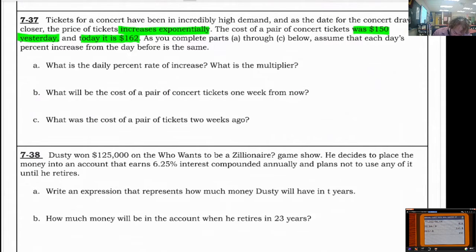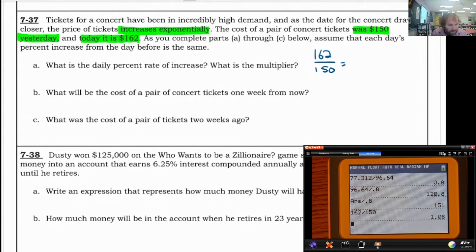So what we want to do is divide 162 by 150, because that will tell us the rate of change, or I guess the growth in this case. And for that, on my calculator, I'm getting 1.08.